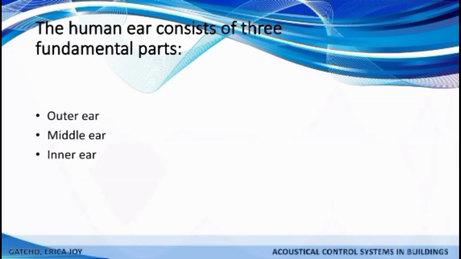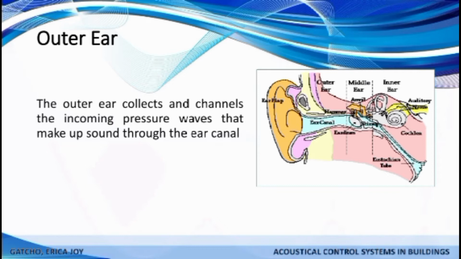The human ear consists of three fundamental parts: the outer ear, middle ear, and inner ear. Outer ear. The outer ear collects and channels the incoming pressure waves that make up sound through the ear canal.